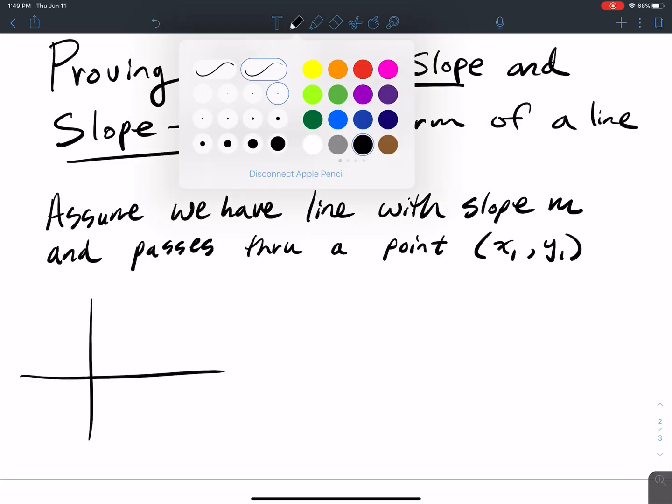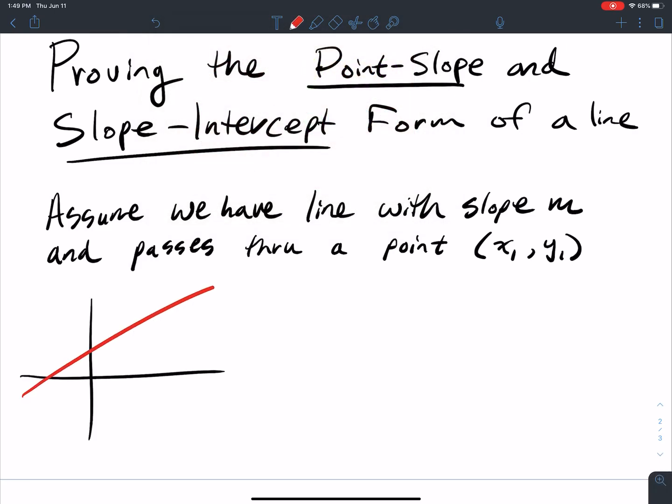So we've got this line and the slope, the rise over run, it rises m, runs 1, so the slope is m. And then it goes through the point x1, comma, y1. Okay, so that's the line right there.